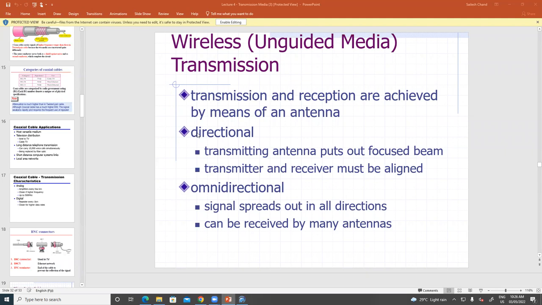The omnidirectional antenna, signal spreads out in all directions and can be received by many antennas. Usually the wireless signals are put out omnidirectionally. If you have a wireless access point, for example, or maybe a wireless router, it will have that omnidirectional type of antenna. The signal will spread in a radius format. But if you have a satellite dish type of thing, where you have to put it in a specific direction, that is an example of a directional antenna.